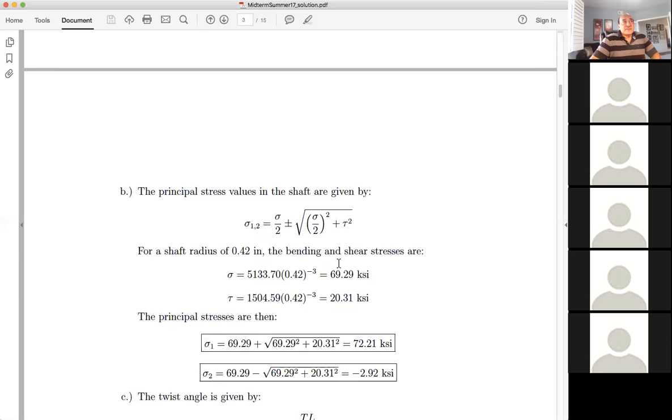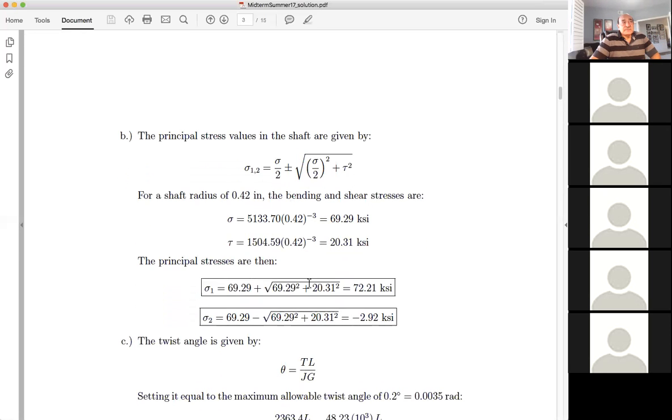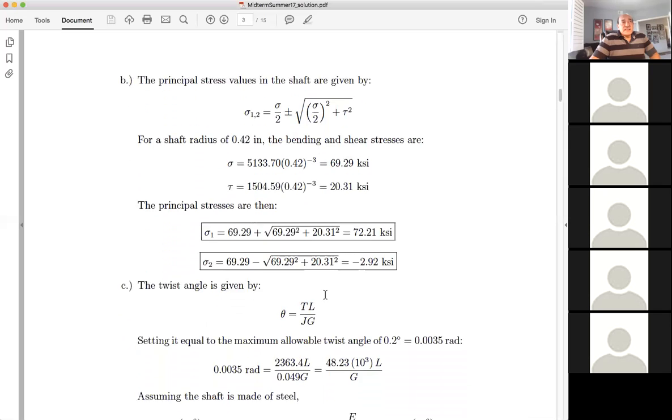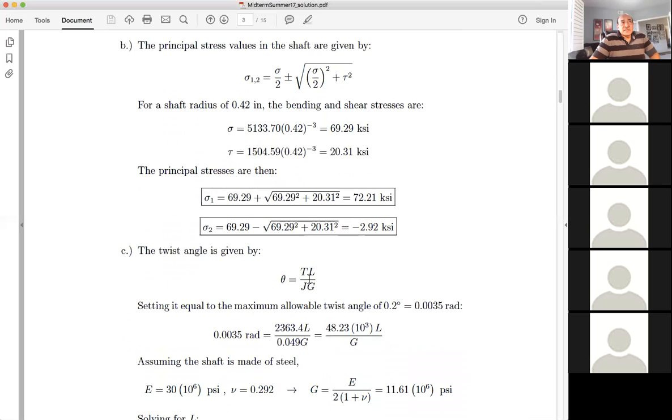So here we have the two principal stresses, we can find them, and these can be used if the shaft is made of a brittle material, like maybe cast iron, then the failure would be based on the principal stresses. But we didn't ask that. Finally, the angle of twist. This is TL over GJ. I think all of us, or most of us, did it right.